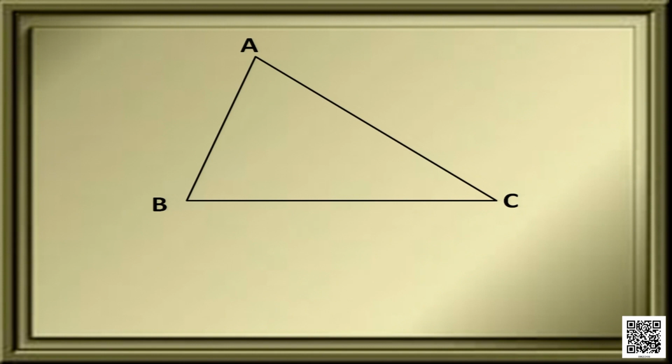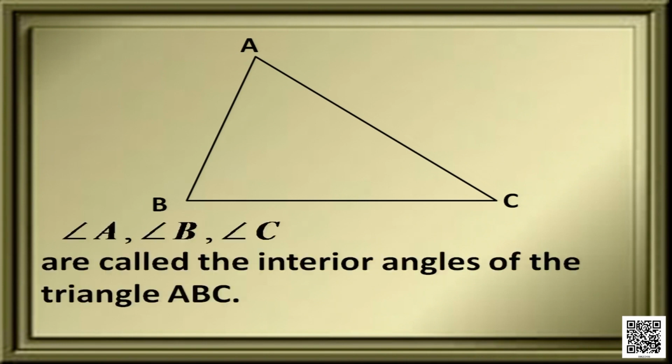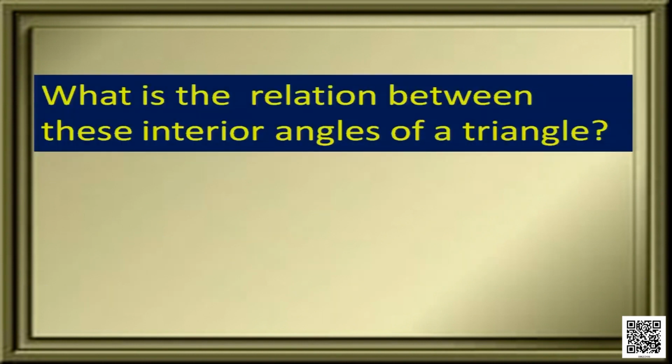As you know, an angle is formed when two rays originate from a single endpoint. Here, if we take A as the endpoint, then AB and AC are the arms of angle A. Similarly, we have angle B and angle C. So we call these the interior angles of the triangle. Then, what is the relationship between these interior angles of a triangle?